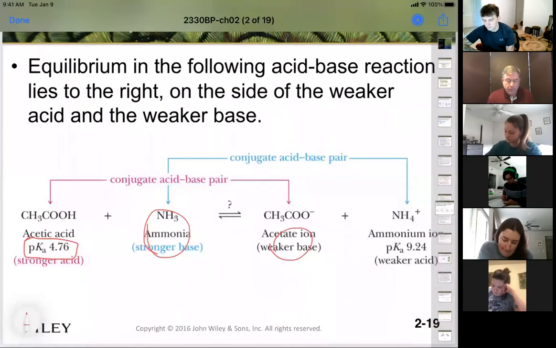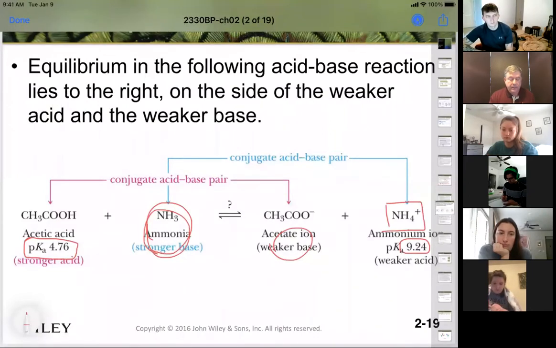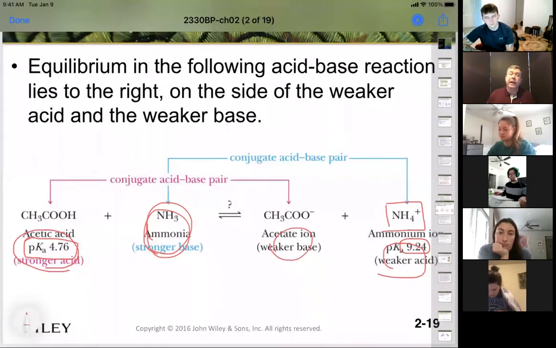Okay. But ammonia was our base. However, when we protonate it, it is now a conjugate acid. And so we can look on that table and say, oh, the ammonium ion on that conjugate acid table was at 9.24. Okay, so the higher the number, the weaker the acid. So what that gives us is that the acetic acid was a stronger acid than this ammonium ion. So what does that mean? Where does the reaction lie? Does it lie toward the right where we have the ammonium ion, or does it lie to the left?